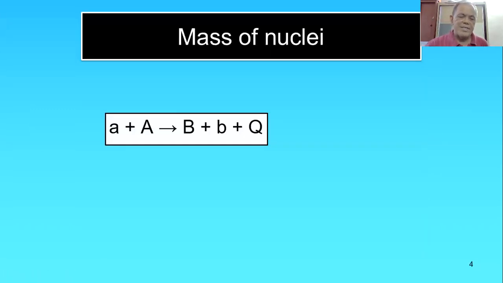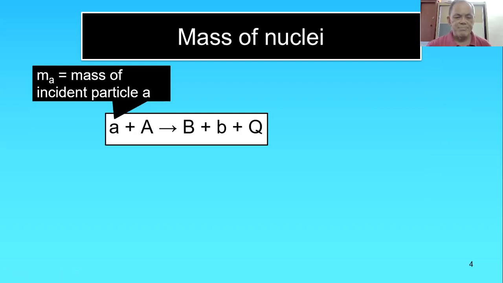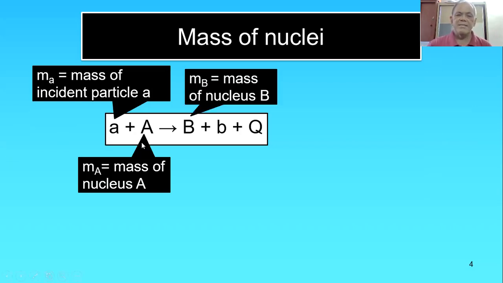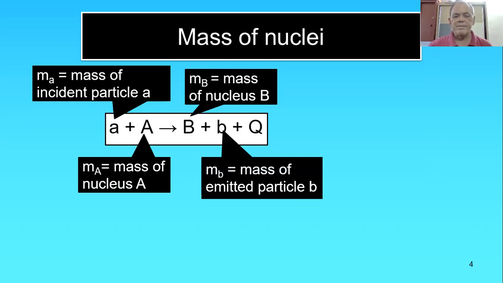So we can write an equation, right? A nuclear equation. A is the mass of the incident particle, the particle you send to hit the other nucleus. Ma is the mass of the nucleus, the target nucleus. Mb is the mass of the resultant nucleus, the nucleus formed as a result of the interaction. And Mb, the mass of the emitted particle, the particle that's ejected or emitted.